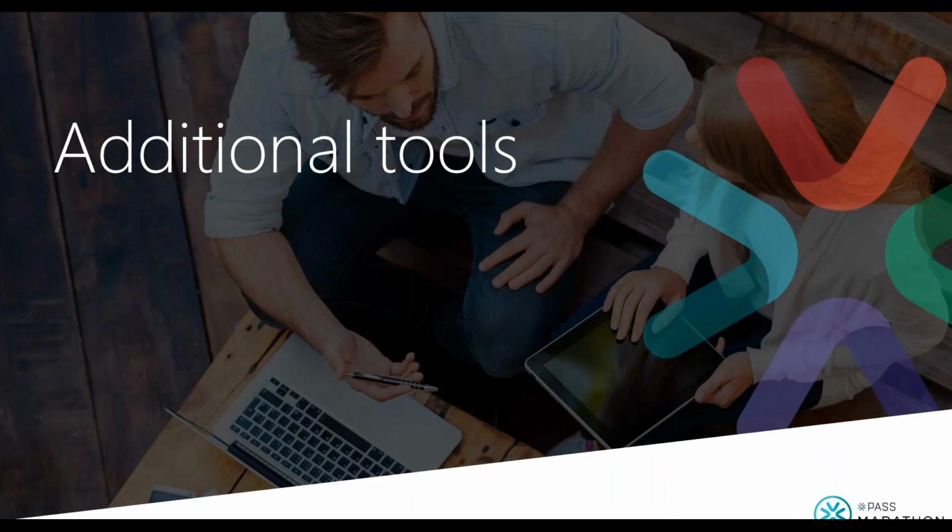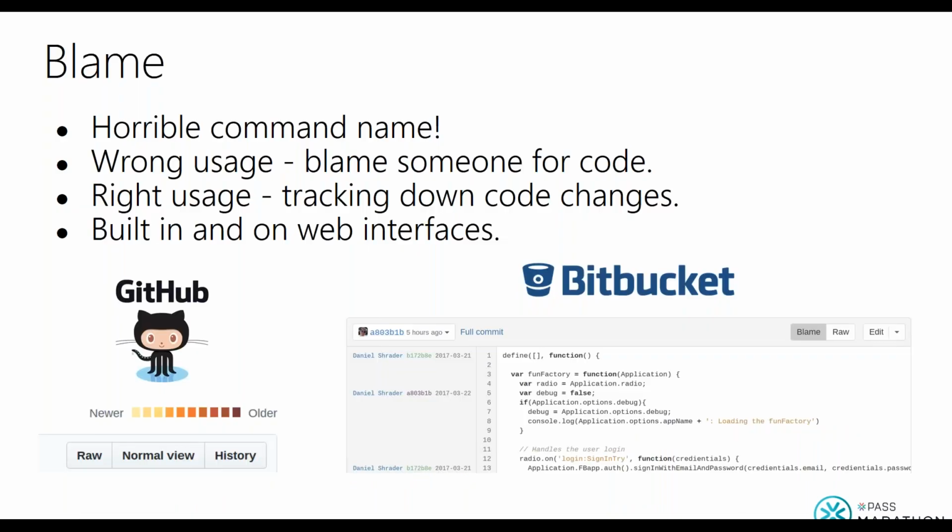And then we have a couple additional tools. I think some of these are really good to talk about, so let's look at them. The first one's blame. Now, the name of blame is a really, really bad name, and it's not to pick on your coworkers. Oh, look, so-and-so, they committed that bad line of code. Well, that's not what it's for.